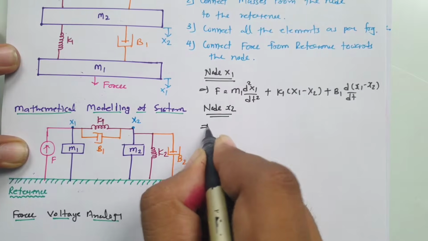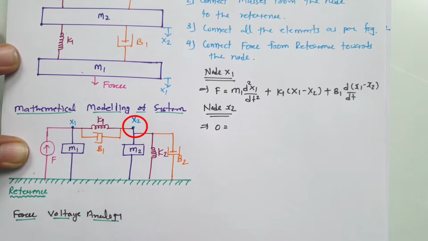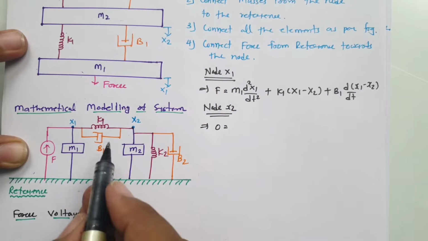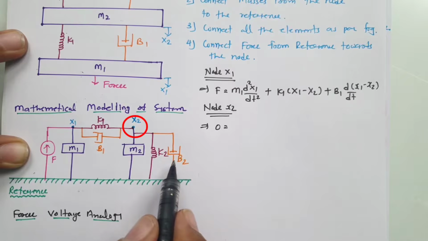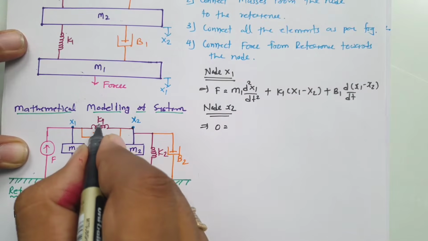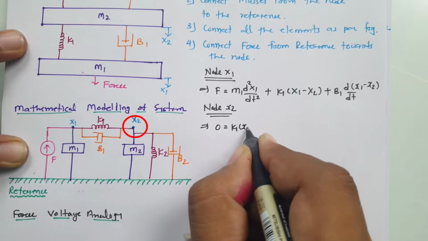Now let us have the second equation for node x2. For node x2, the incoming force is 0. At this node, there is no incoming force, as you can observe. And the outgoing force is distributed in K1, B1, M2, K2 and B2. So the outgoing force in K1 is K1 into (x2 minus x1).